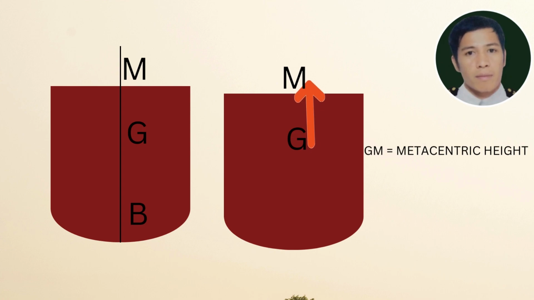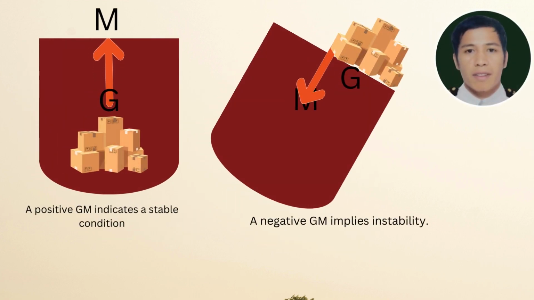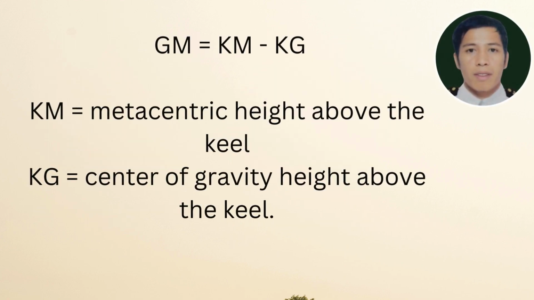Metacentric height, GM. Metacentric height, GM, is a critical parameter that characterizes a ship's stability. GM is the vertical distance between the center of gravity, G, of the ship and the metacenter, M, a point where the buoyant force acts when the ship is heeled. A positive GM indicates a stable condition, while a negative GM implies instability. GM is typically calculated as GM equals KM minus KG, where KM is the metacentric height above the keel, and KG is the center of gravity height above the keel.